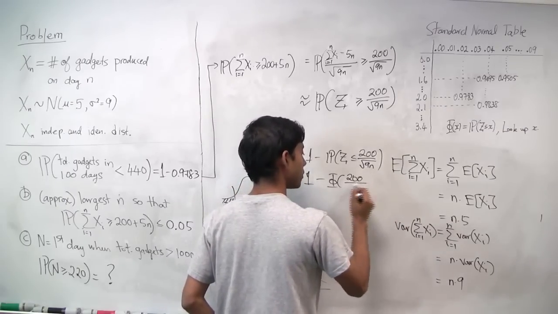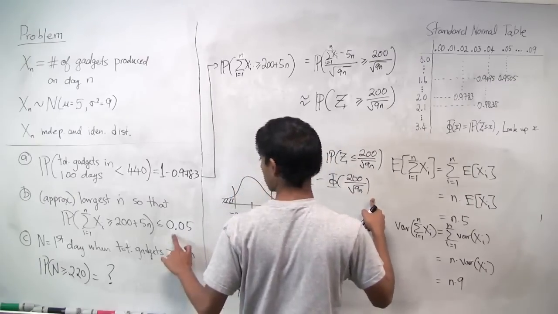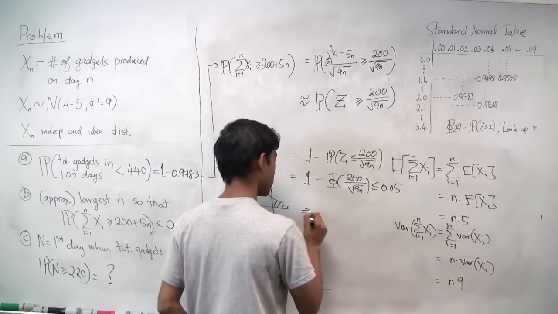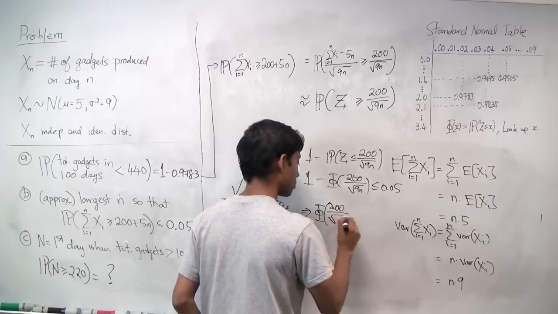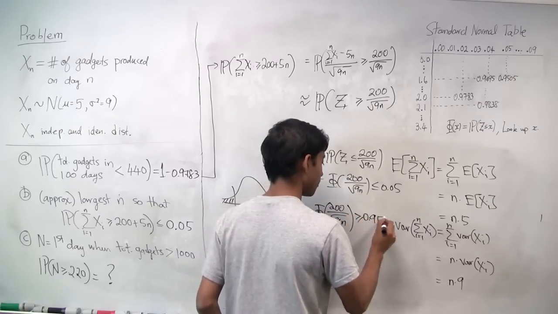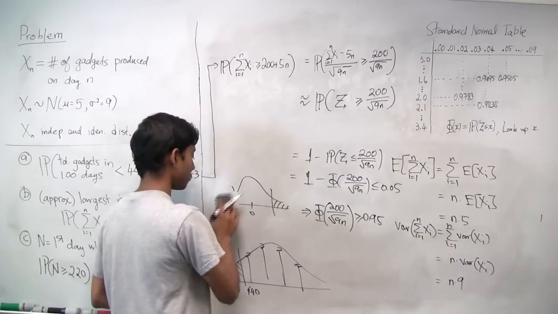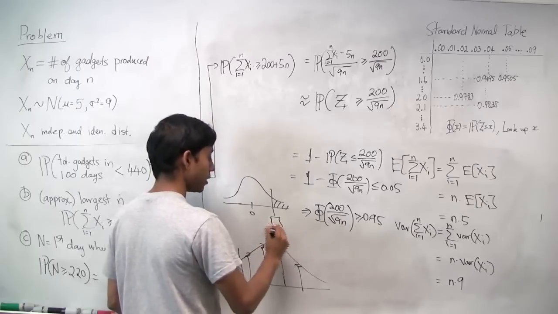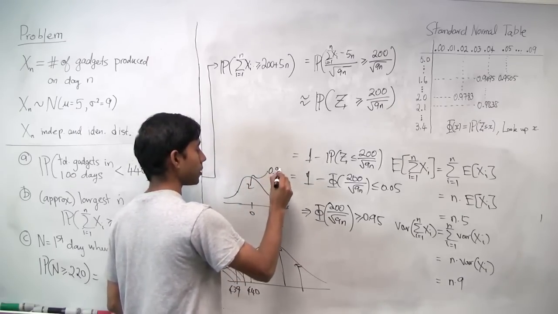And so we have this here. And we want this to be less than or equal to 0.05. Right? So that means that Φ of 200 over square root of 9n has to be greater than or equal to 0.95. So we're basically looking for something here that ensures that this region is at least 0.95. Okay.